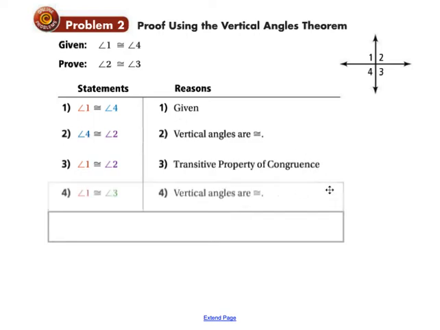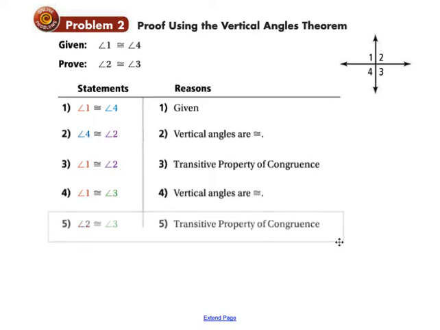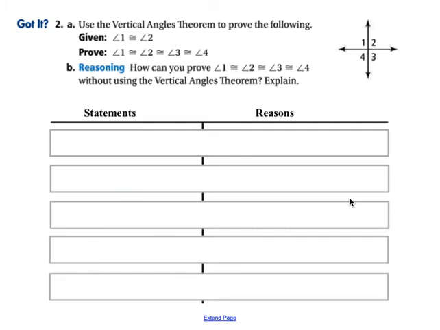And then statement number 4 says angle 1 is congruent to angle 3 because they're both vertical angles. So look what we have again. Angle 1 is equal to angle 2. Angle 1 is also equal to angle 3. So now we can say angle 2 is congruent to angle 3 by the transitive property, which is what we set out to prove. So here's another one. Go ahead and pause the video and see if you can go through this one on your own. I'll give you the answers when you come back.